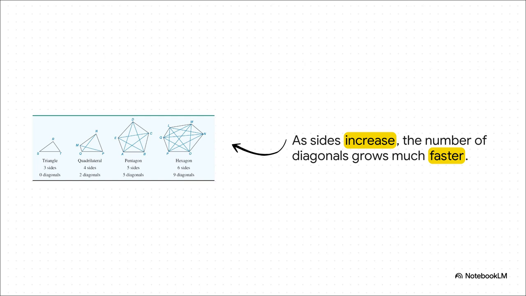A triangle, well, it doesn't have any non-consecutive vertices, so it's got 0 diagonals. A quadrilateral has 2. A pentagon has 5. And look at the hexagon. It has 9. Whoa. You can really see that as the number of sides goes up, the number of diagonals grows way, way faster.